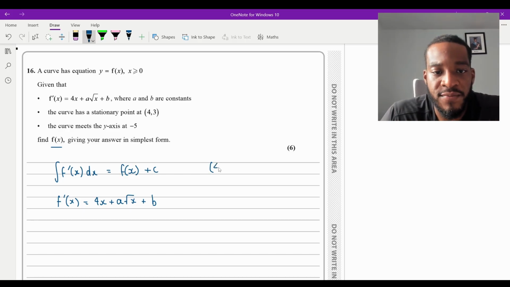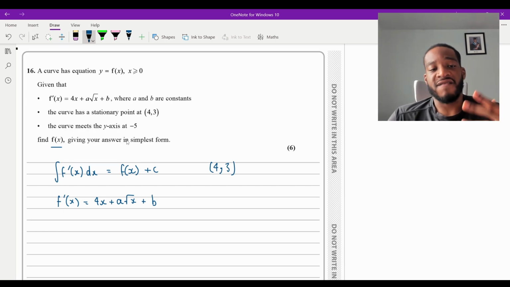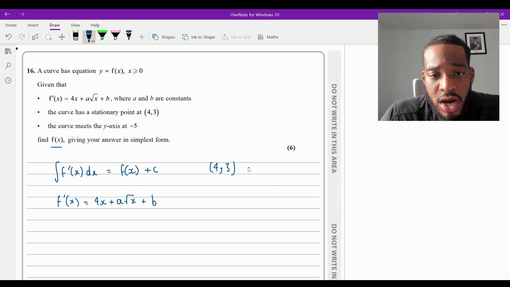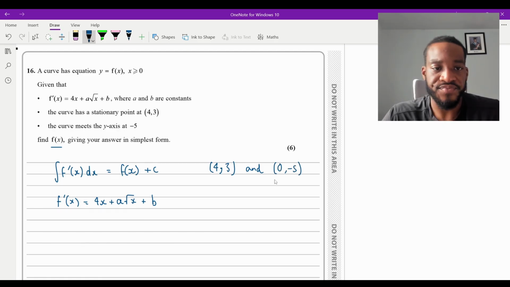That obviously means it passes through it. So (4, 3) is one point. And it says the curve meets the y-axis at -5. That's just the y-intercept. So we've got two points on this curve that we're looking for. So we're just going to bear this in mind and keep that.